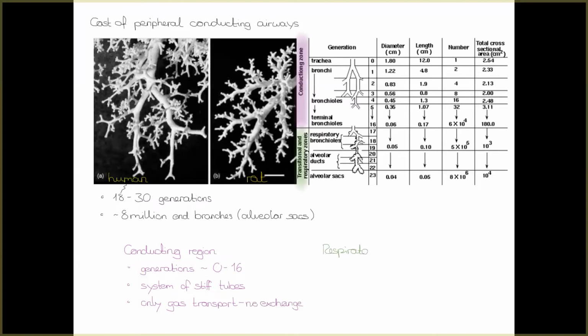And then we have the green part, which is the respiratory region. There it is different. We cannot say anymore that this is a system of stiff tubes, for the reason I said before. So if somebody can really inhale 5 liters, that's actually where the volume has to change by 5 liters. Okay, so that's from generations 16 to the end, so on average 23.